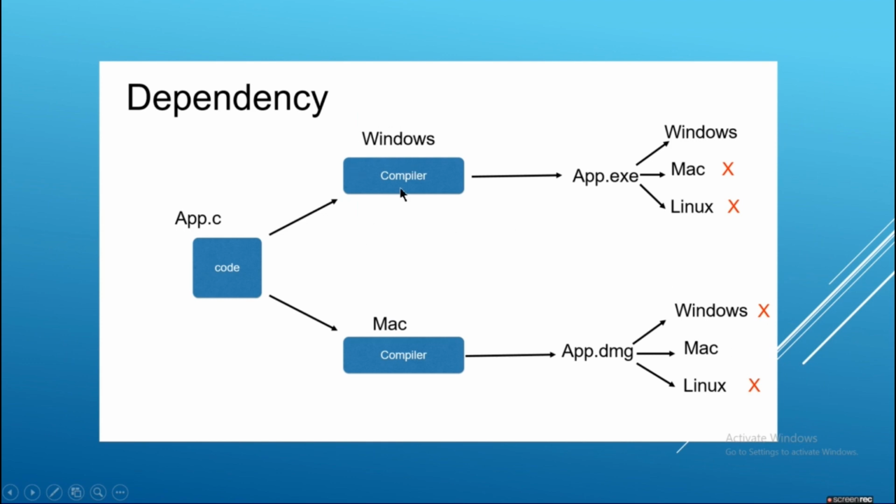Here you can see the compiler for Windows will convert the app.c file into app.exe file, and this app.exe file will only run on Windows and not on Mac or Linux. But this app.dmg file, which the Mac compiler will compile into, this app.dmg file will only run on Mac but not on Windows and Linux. So C is platform dependent.